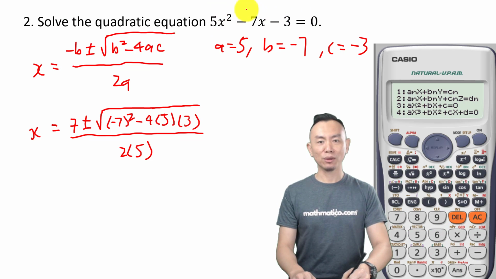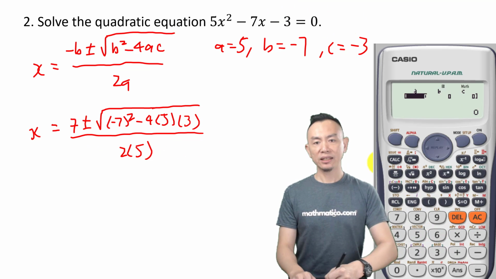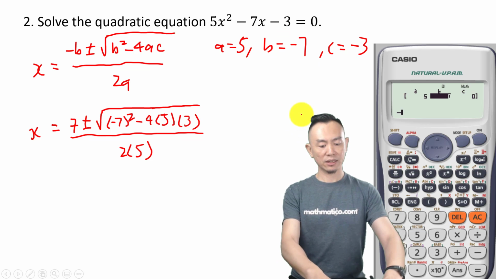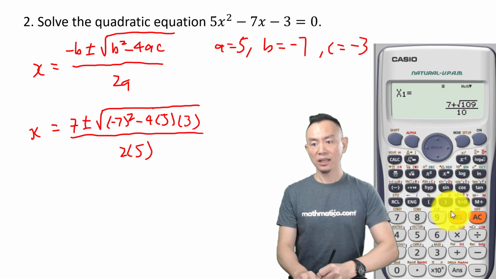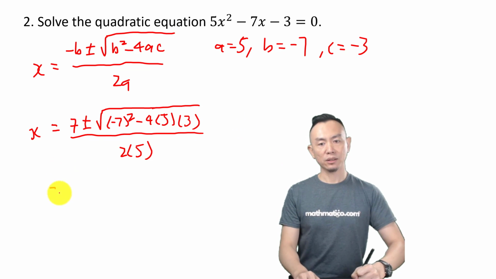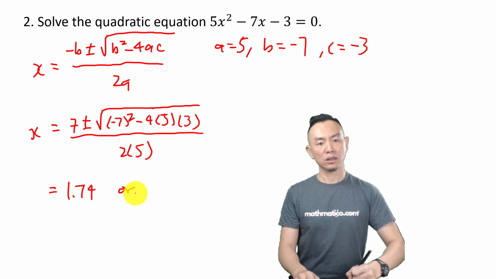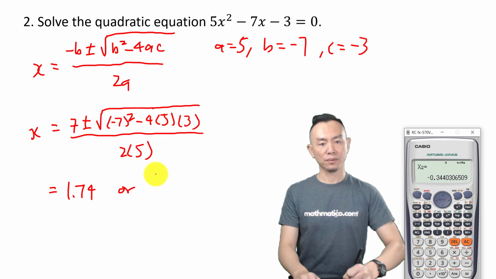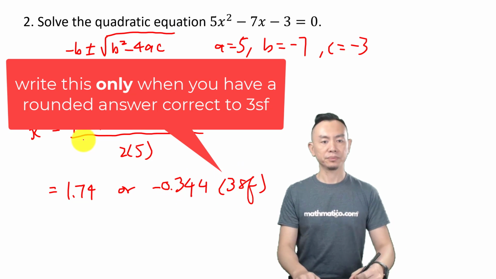As we see here, it's already arranged in such a form. If it is not already in this form, then you have to arrange it in such a way that you have an x squared term, x term, constant term equals to 0. So we press 3 here, and we just key in 5, equals, -7, equals, and -3, equals. Equals again, we have our first answer here, which is 1.74, correct to 3 significant figures. Press equal again, and our second answer is -0.344, correct to 3 significant figures.